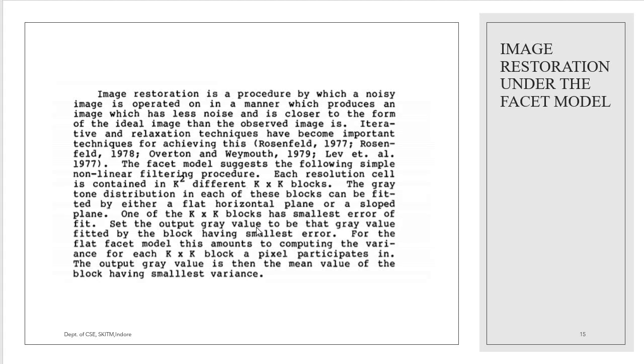So the image distortion is a procedure by which a noisy image is operated in a manner which produces an image which has less noise and is closer to the form of the ideal image than the observed image is. So the iterative and the relaxation technique have become important techniques for achieving this. Image distortion.